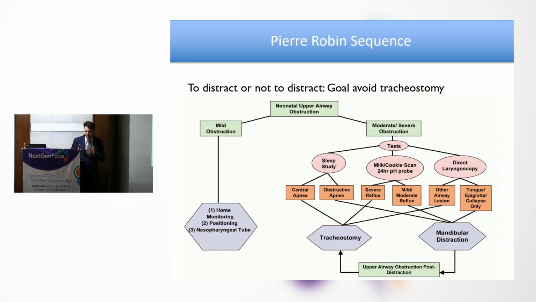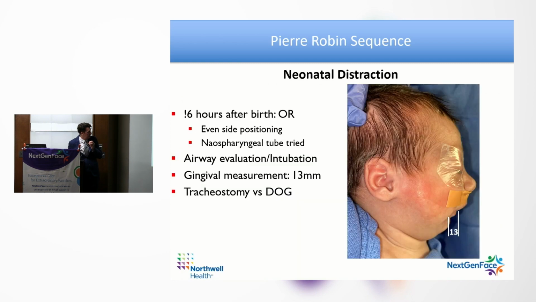So when we see these patients in the NICU, we look at an algorithm to decide, do we distract or do we not distract? If they have moderate to severe obstruction, we do certain tests like a sleep study, reflux study, and direct laryngoscopy. If they have obstructive sleep apnea from the tongue base and there's no other airway lesion, then we consider mandible distraction as opposed to doing a tracheostomy. So that's what we did in this situation.